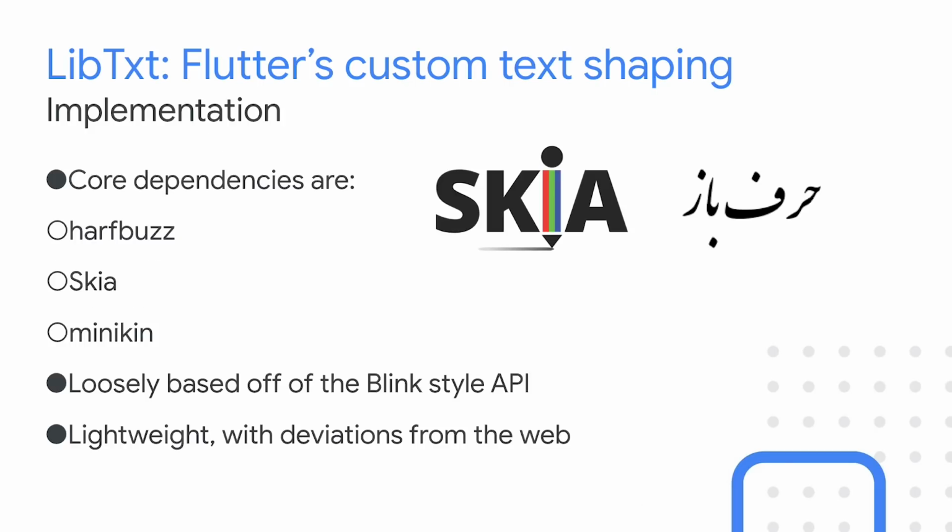So let's take a look at the implementation. LibText has some core dependencies of Harfbuzz, Skia, and Minikin, where Harfbuzz does the low-level layout, Skia handles the font rendering and loading, and Minikin ties it together. Its API is primarily based off of the Blink-style API. And finally, LibText has deviations from the web. Let's take a look at the API.